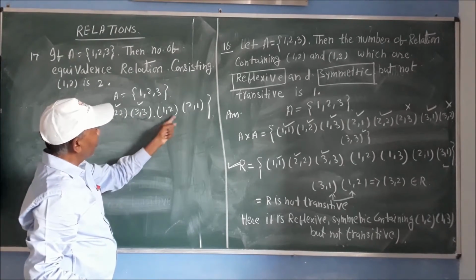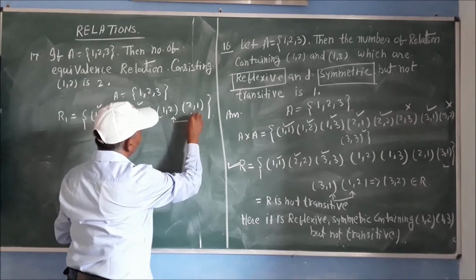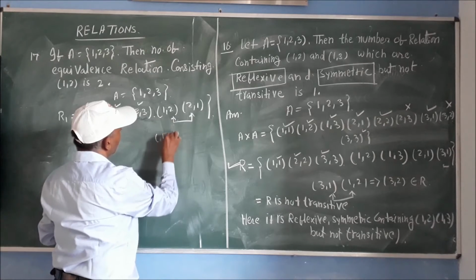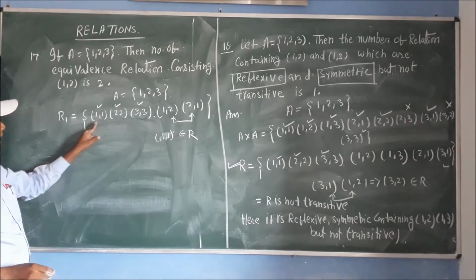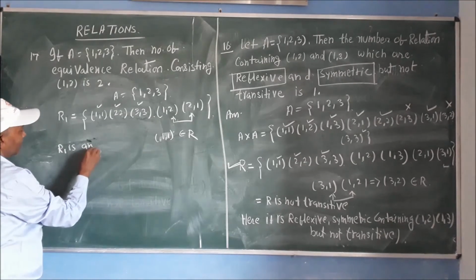It is symmetric: (1, 2) and (2, 1) are here. And watch, its second element is equal to its first element. So (1, 1) must belong to R. Here (1, 1) is present. That means here R1 is an equivalence relation.